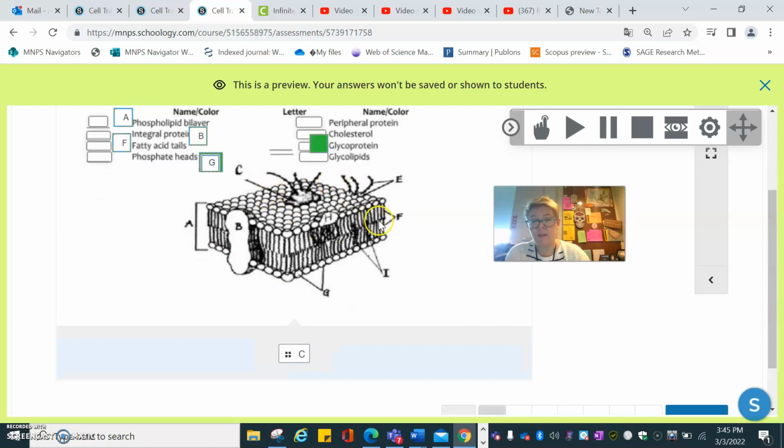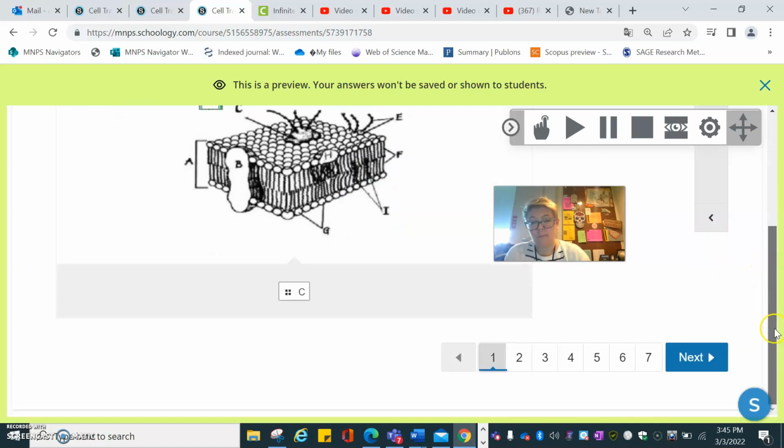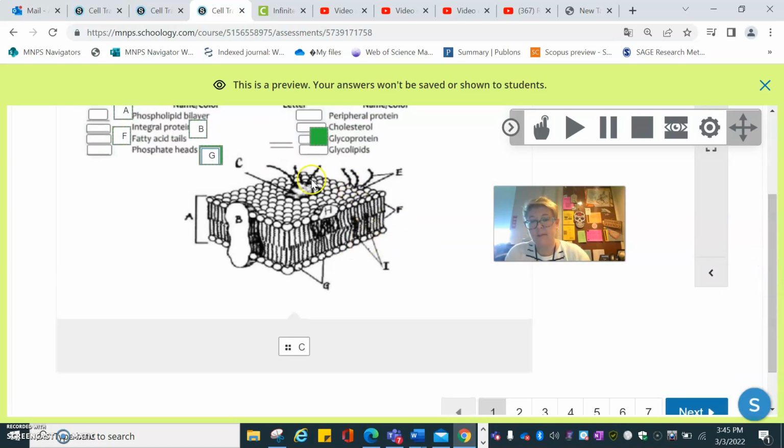And then this is a glycoprotein. It's a protein with sugars coming off. So carbohydrate, we talked about glucose, glyco.